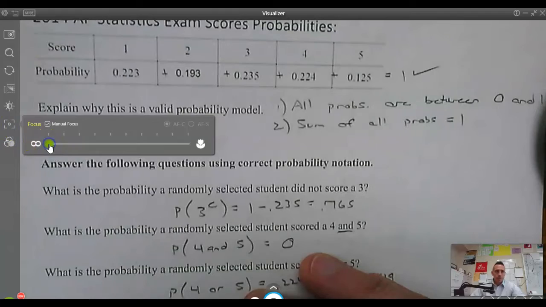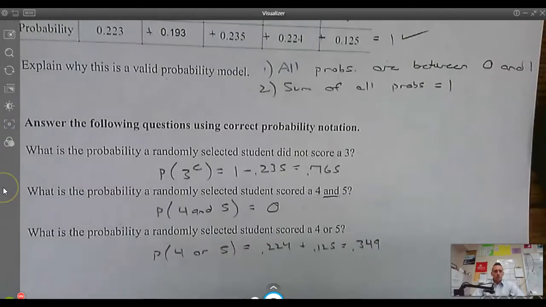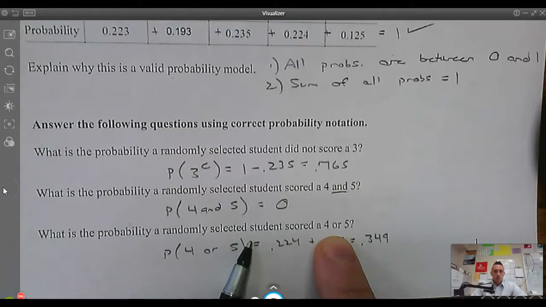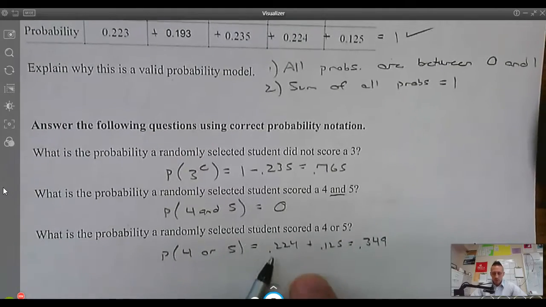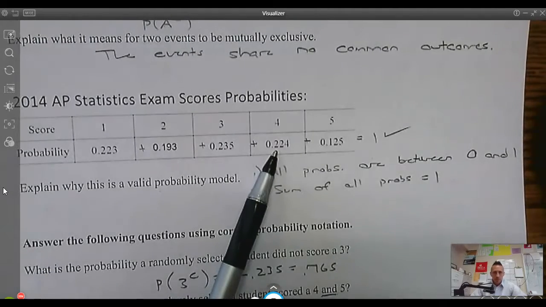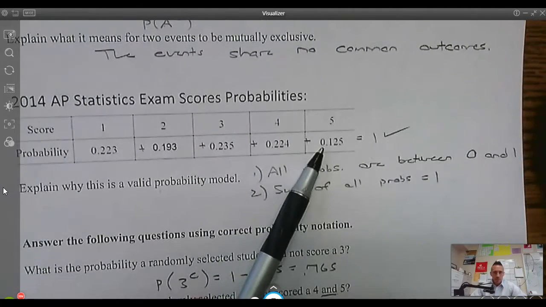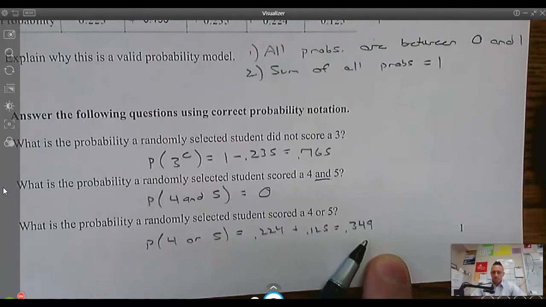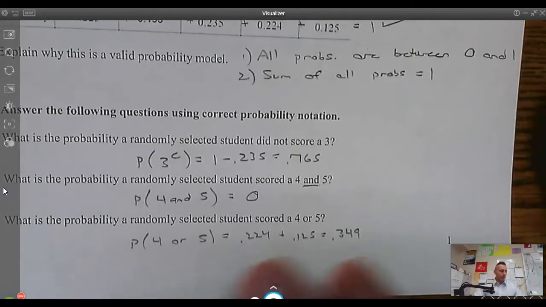Let me focus this in a little bit more. And the last one is a little bit different. It talks about the probability they score a 4 or a 5. So I'm going to take the probability that they score 4 plus the probability that they score a 5 and get almost 35%. All right, I'm going to move on to that second page.